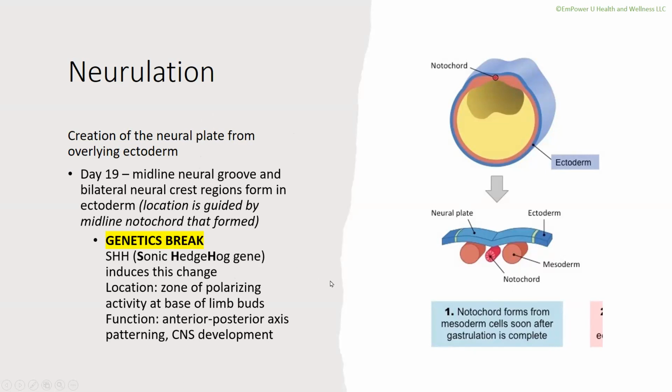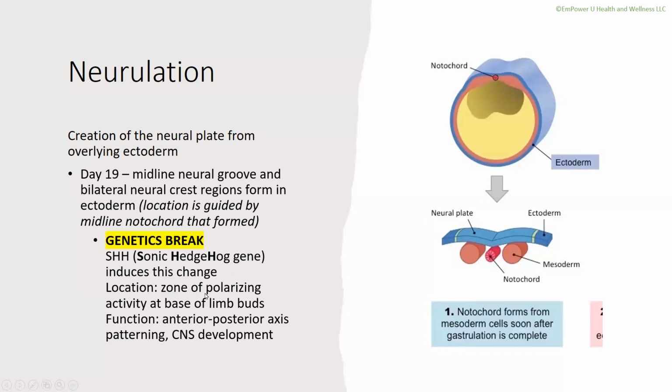So there is one genetics break that's important in this process, and we'll keep coming back to it. The sonic hedgehog gene, SHH, induces this change creating essentially this neural groove here, these neural crest regions, which are essentially these little regions that are bumping up, all a part of this neural plate. Sonic hedgehog gene is what actually induces this process. So if you had a mutation in this, you're going to have issues with neurulation.